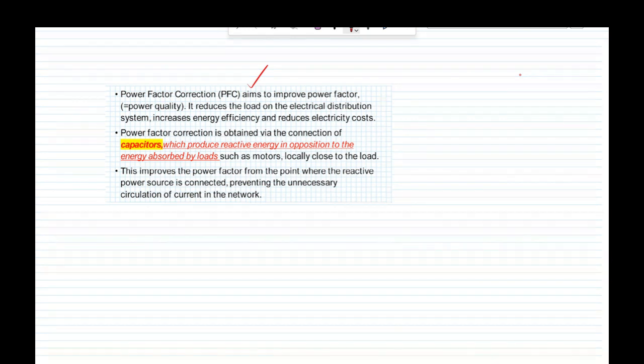Power factor correction can be obtained by connecting a capacitor, which is very important. It produces reactive power close to the position of the energy absorbed by a load, such as a motor, or locally close to the load. That improves the power factor from the point where the reactive power source is connected, preventing unnecessary reactive power in the power system network.